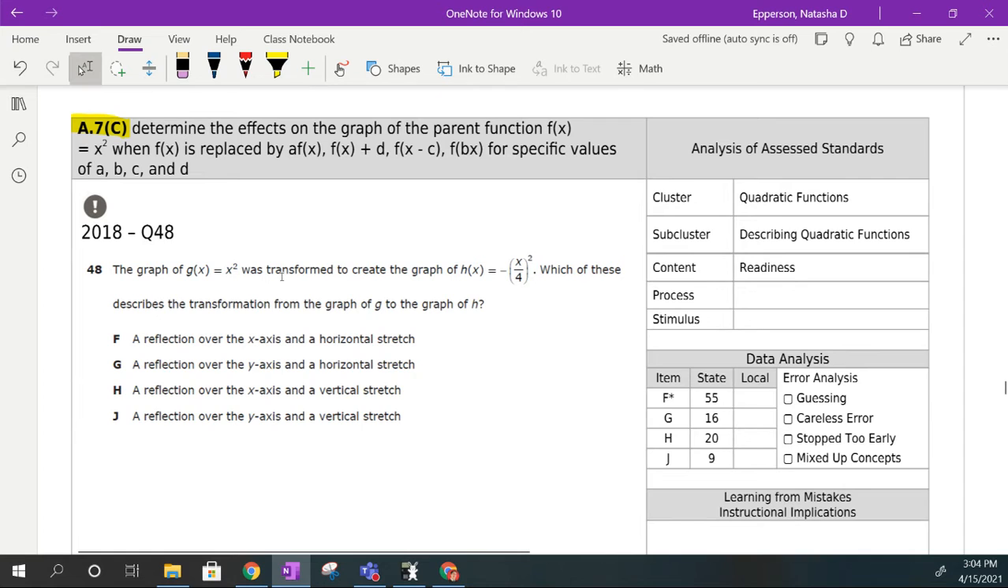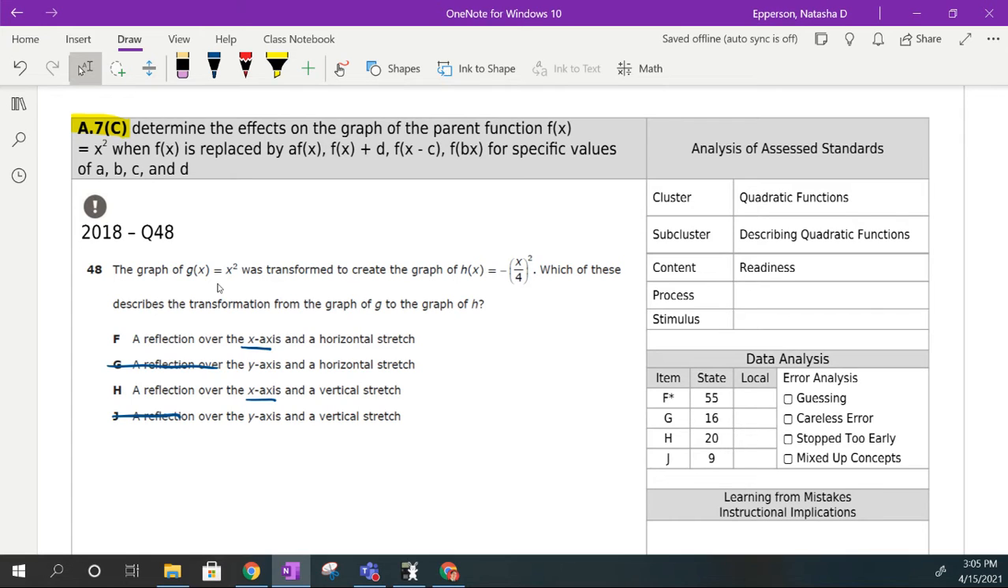All right, the graph x squared is transformed to create the graph of negative one-fourth x, quantity squared. Which of these transformations describe the graph g in relation to the graph of x? Okay, we've got a reflection across the x-axis, so that's true. G is out because it says the y-axis. Then it says the x-axis here, so that's true. So H is out because it says y-axis.